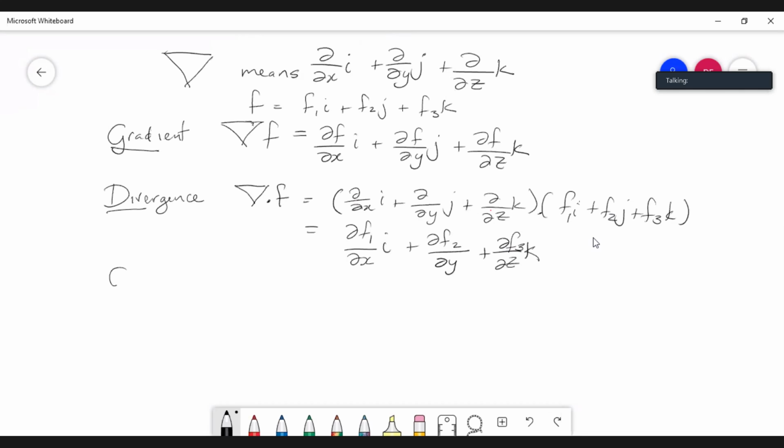Curl is a cross product with f. So we're just going to leave it as i, j, k, partial derivative with respect to x, y, z of f1, f2, f3. And the other one that you might see, all of these things you're going to see in electromagnetics class, is all the place you're going to see them.